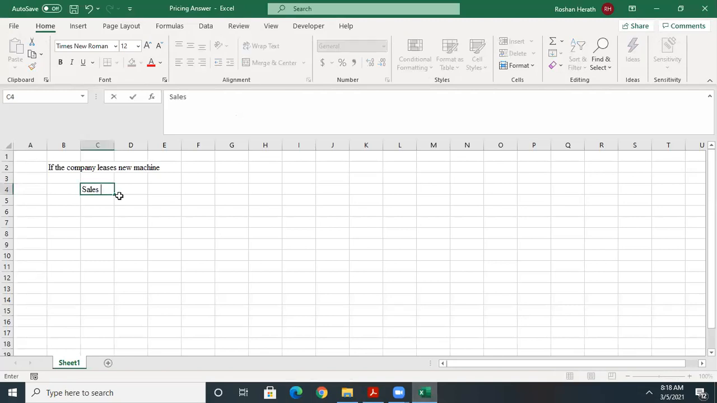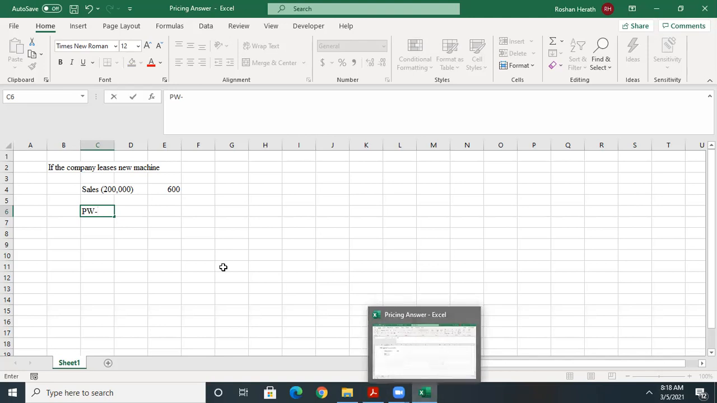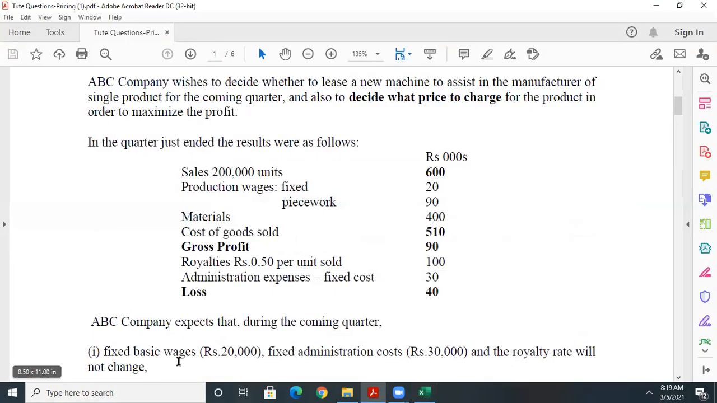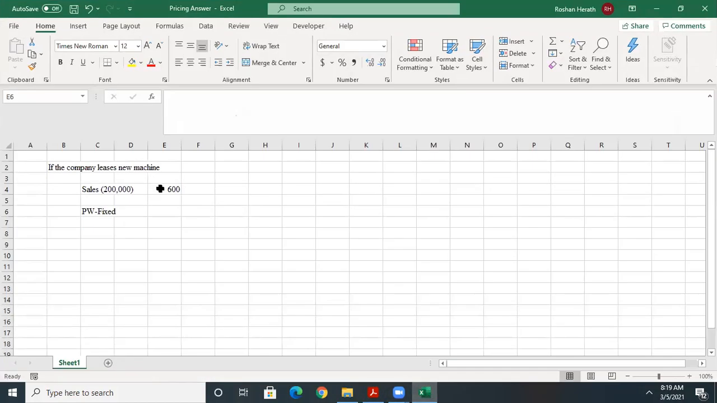So our sales are 200,000 units. The sales price is not getting affected. It's still rupees 3, so it's 200,000 units into 3, 600,000. Then if you take the production wages, there's a fixed component. The question had said that the fixed basic wages are not going to change. It remains at 20, no change.